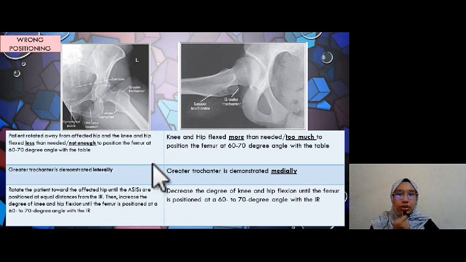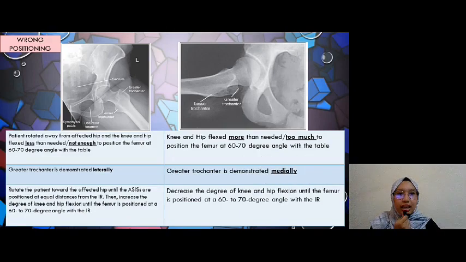with the IR. Next, why do I say this image is wrong positioning too? Knee and hip are flexed more than needed to position the femur at a 60 to 70 degree angle with the table. So it results in the greater trochanter, as we can see here, being demonstrated medially. To improve this, decrease the degree of knee and hip flexion until the femur is positioned at a 60 to 70 degree angle with the IR.